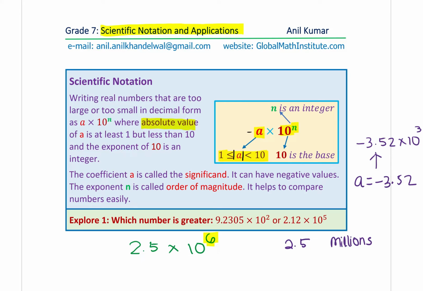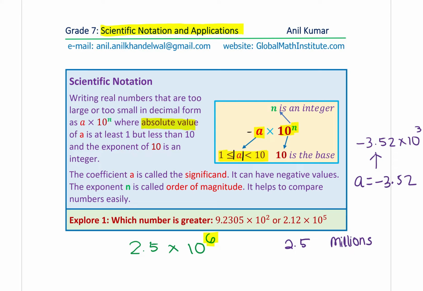So as I was saying, the coefficient a is called the significand. It can have negative values. The exponent n is called the order of magnitude. It helps to compare numbers easily, right? Now with that, we have a question for you to explore. Which number is greater? 9.2305 times 10 to the power of 2 or 2.12 times 10 to the power of 5. So you have to write down which one is greater.